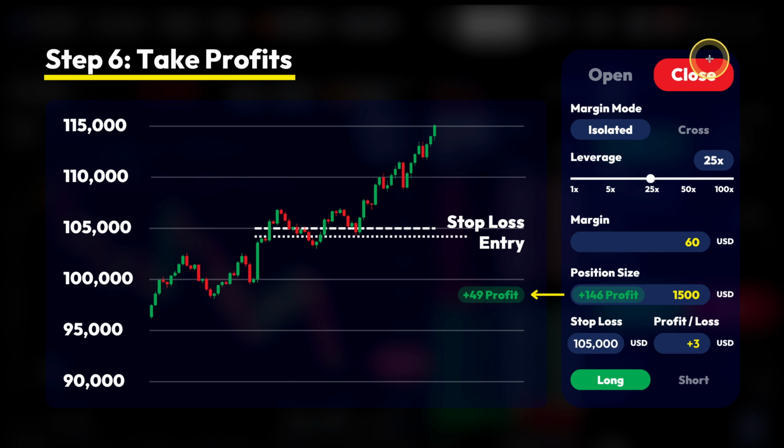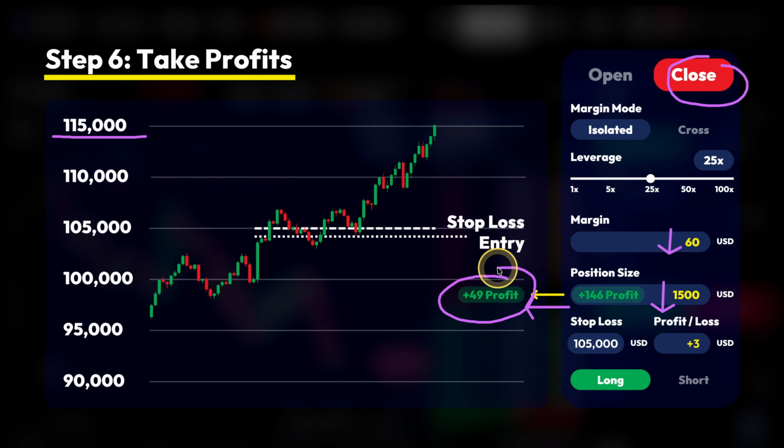We can easily do this by going here to close and then, for example, taking out a quarter of this trade. This means our margin gets reduced from $80 to $60, the position size from $2,000 down to $1,500, and from a total profit of $200 in this case, where the price is already at $115,000, we take up 25% of the profits, which is around about $50 of profit that are already secured in this case.